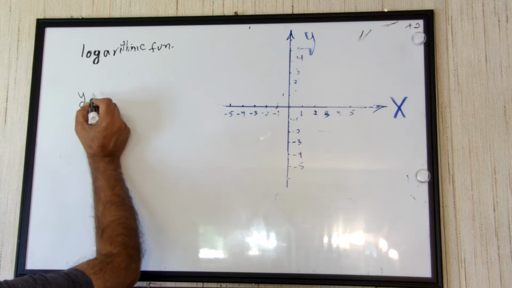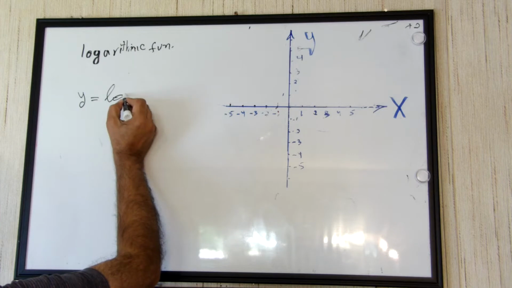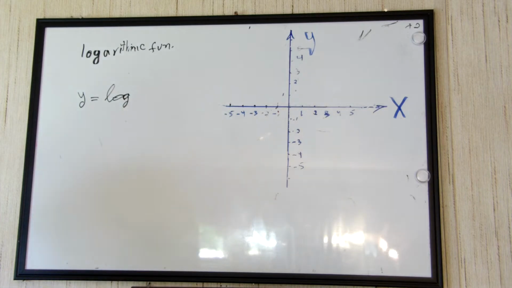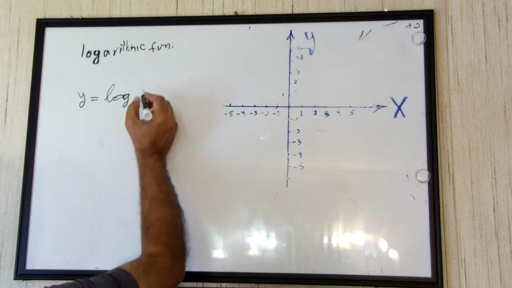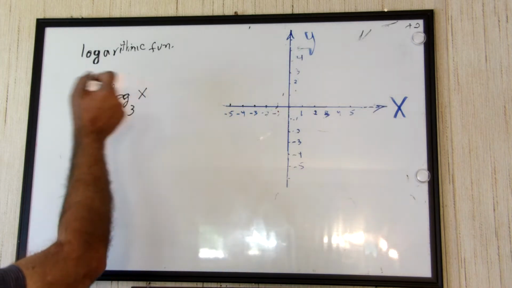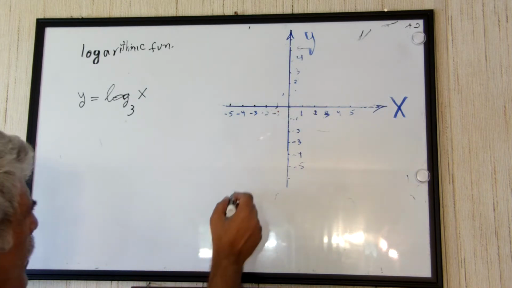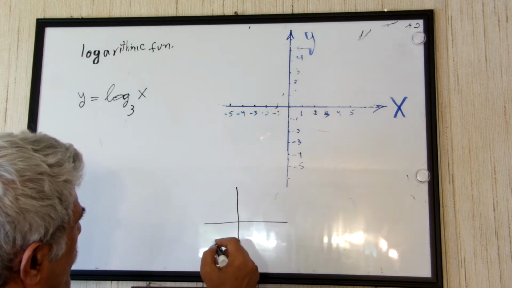Y is equal to log base 3 of x, the log of x with the base 3. So let's graph this function. You know, we give a value to x, we find y. It's a function. Remember that I talked about that before.